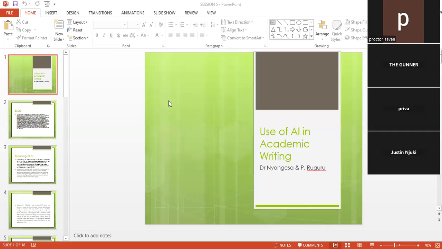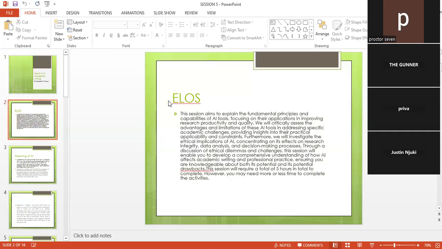Let's now move on. In this session, we should explain the fundamental principles and capabilities of AI tools, focusing on their applications in improving research productivity and quality. So AI can assist to improve productivity. We will critically assess the advantages and limitations of AI, and further we will investigate its applicability and constraints. We also look at the ethical implications of AI and how we can navigate them.